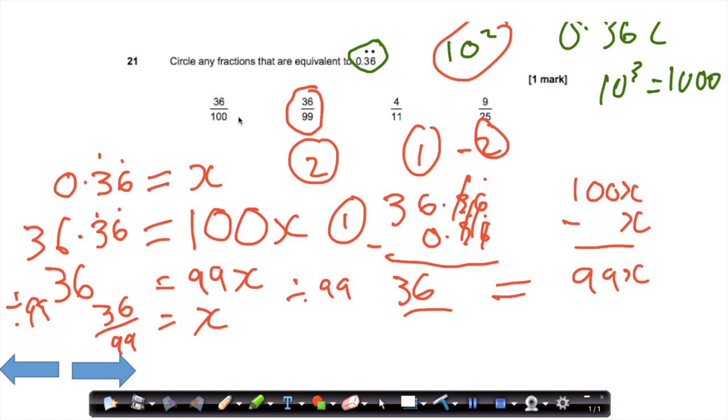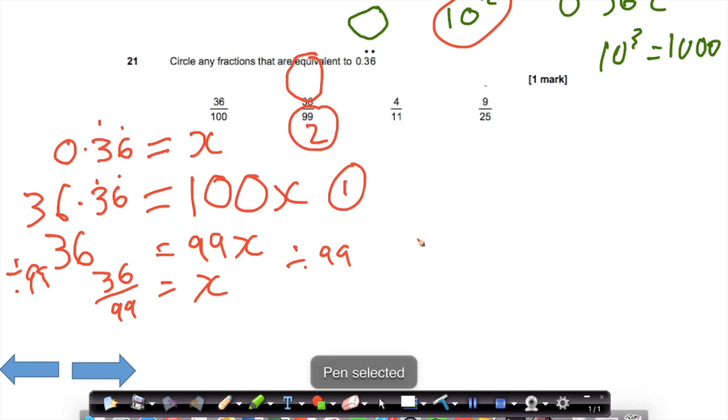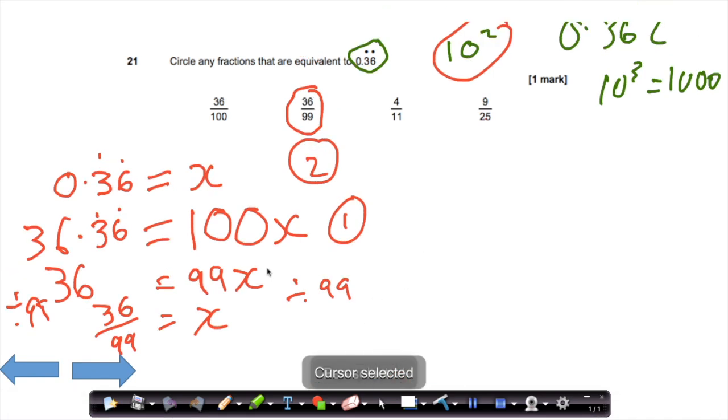What they've done here is try to check that you are concentrating enough to realize that actually one of the other fractions is identical to 36 over 99. So a lot of people probably would have stopped there and said, okay, that's the answer. That is an answer, so therefore, I've finished this one. It's only worth 1 mark. But in actual fact, you needed to circle any fractions that are equivalent. There is another one that is equivalent.